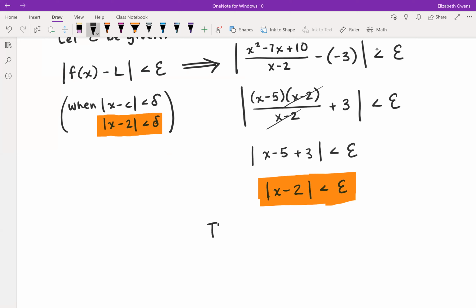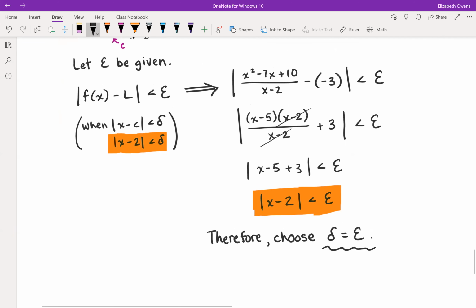So we say, therefore, we are going to choose to use that particular delta. Delta equals epsilon. And that will make the formal limit definition hold true.